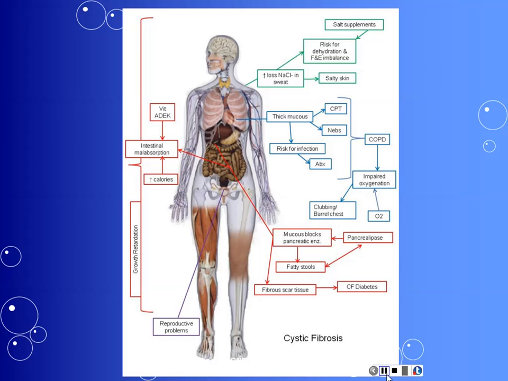Many of them have reproductive problems, so that thick sticky mucus blocks the cervix, it blocks the vas deferens. Many males are sterile, and females have problems with infertility as well.